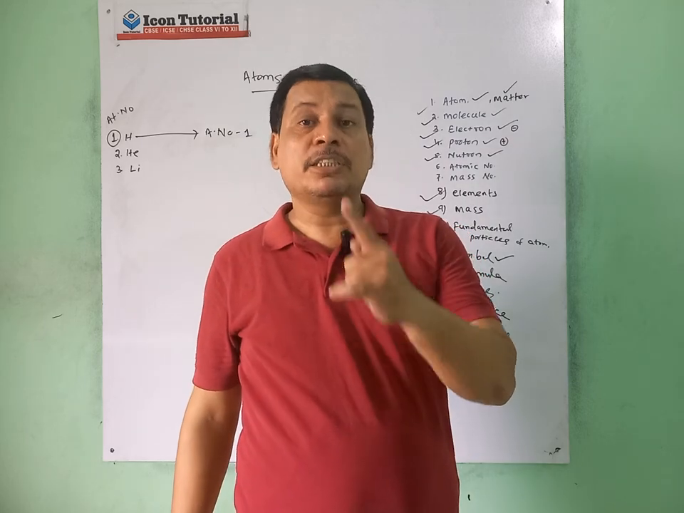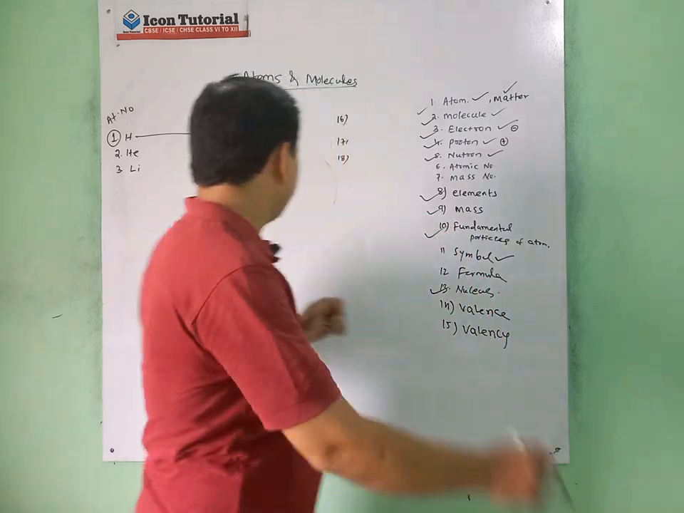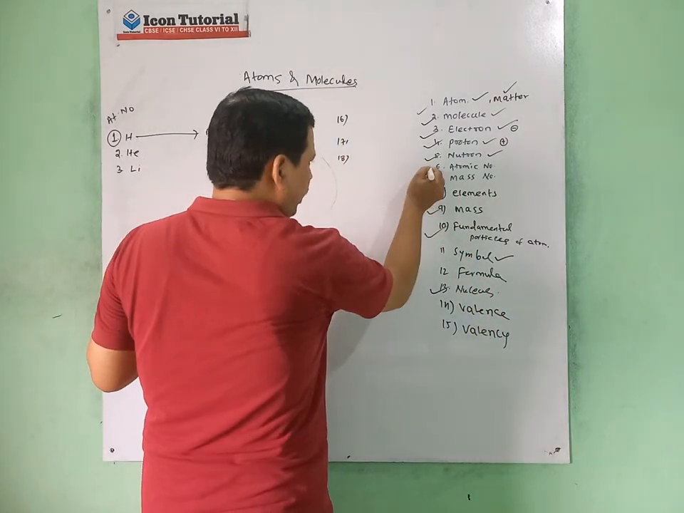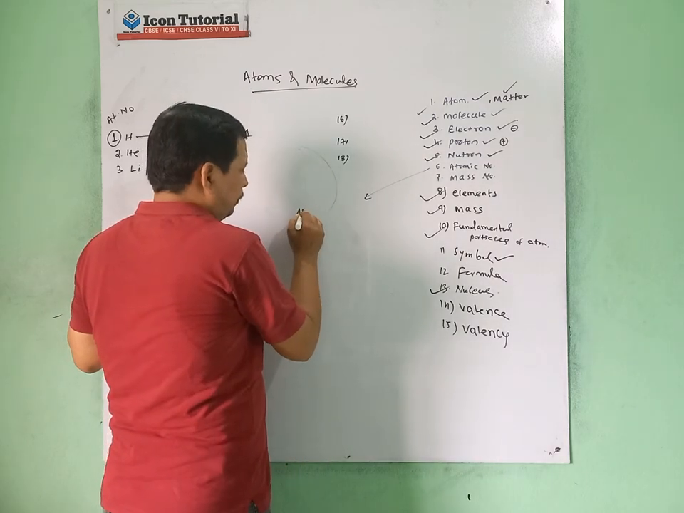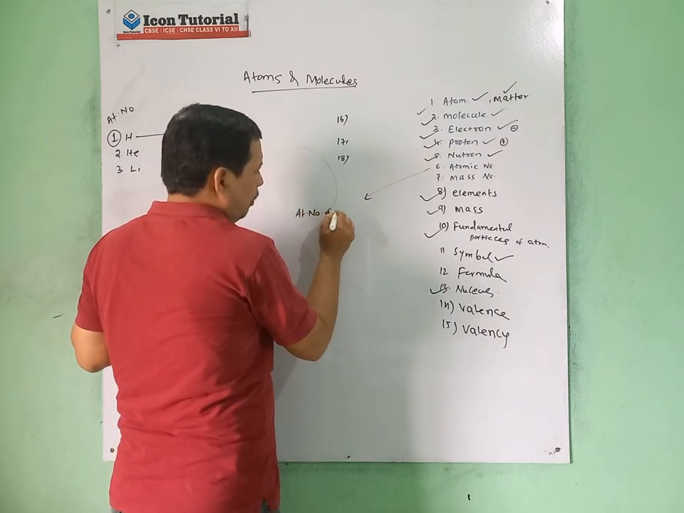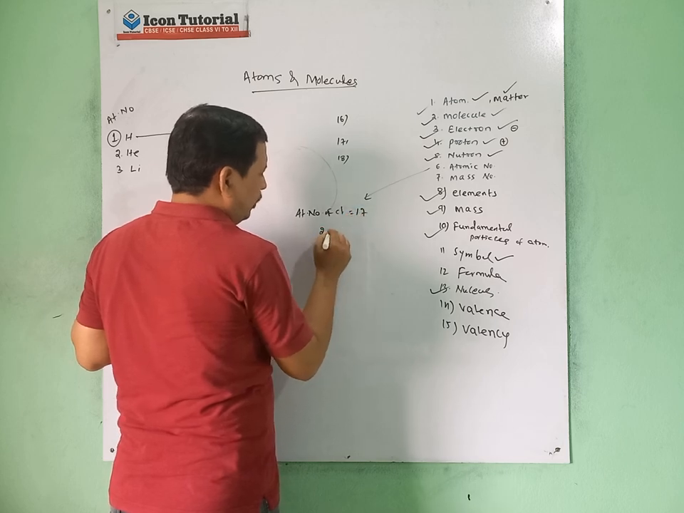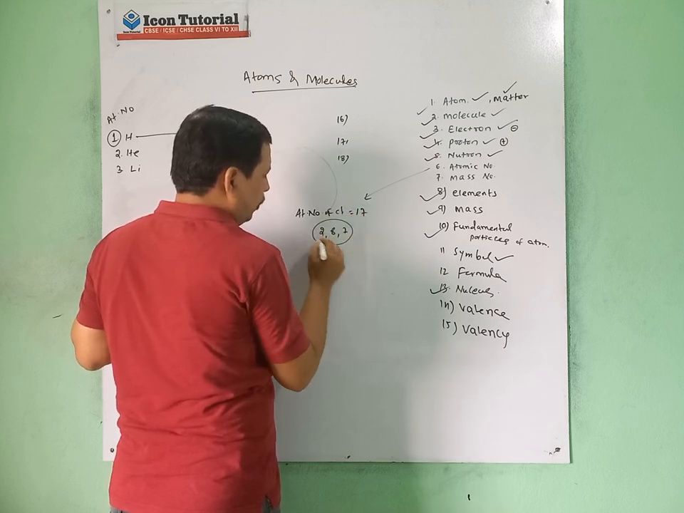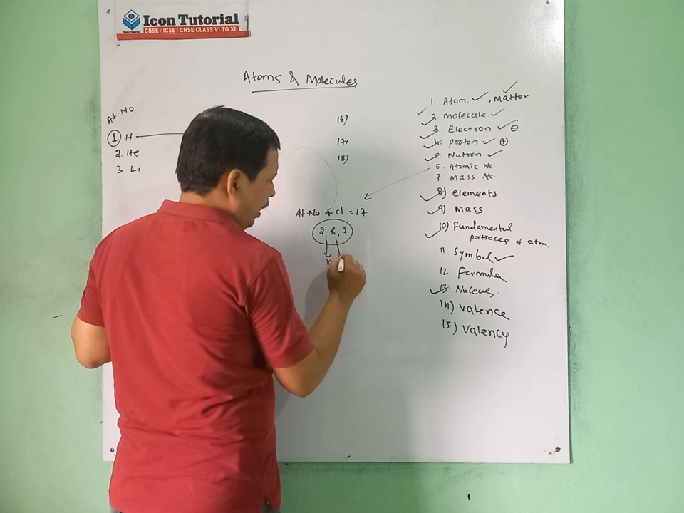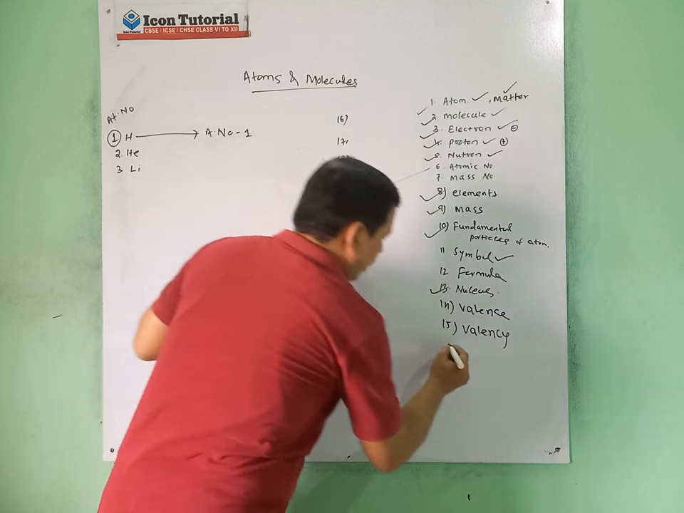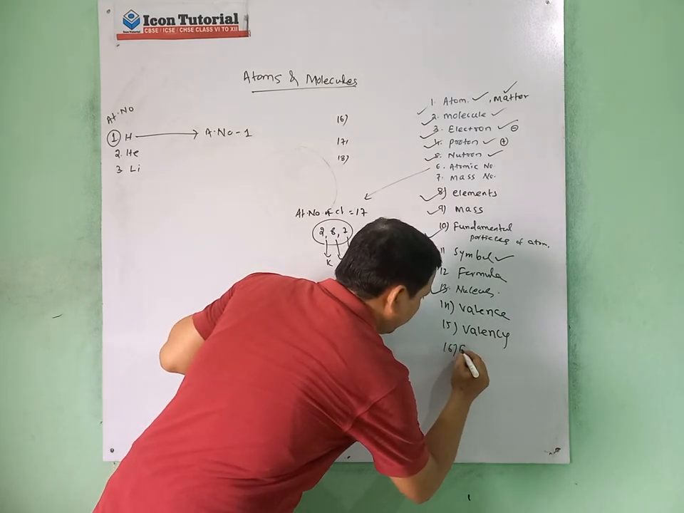Atomic number means number of electrons or protons. Example I am telling here. Suppose atomic number of chlorine, that is equal to what? 17. This is your electron configuration: K, L and M. Electronic configuration.